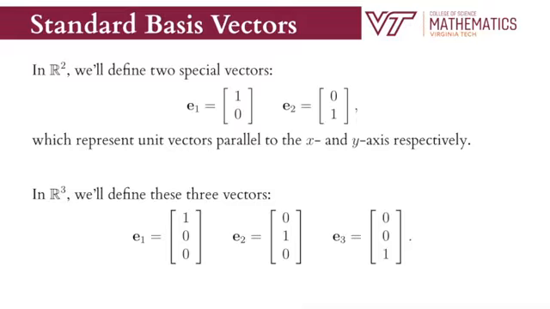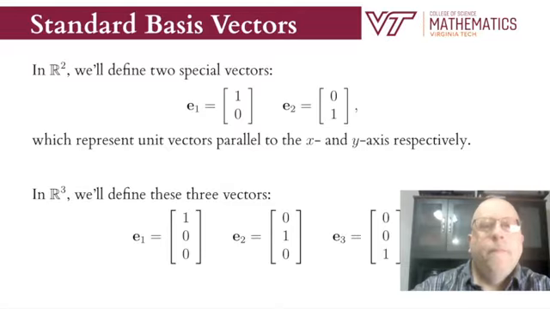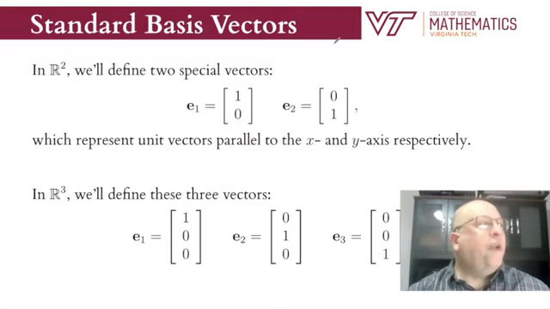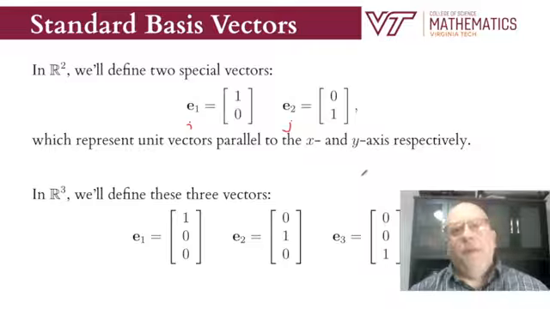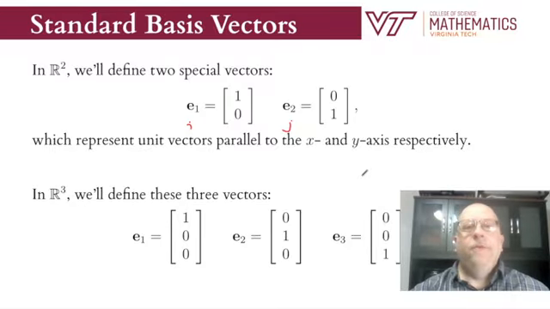In R2, we're going to define two special vectors here. The first vector is called E1, which is 1, 0, and the second vector is called E2, which is 0, 1. In physics classes, you may have heard these called I and J, and I will sometimes slip up and call them I and J myself, but our book calls them E1 and E2, so that when we go into higher coordinates, we have a pattern we can follow.